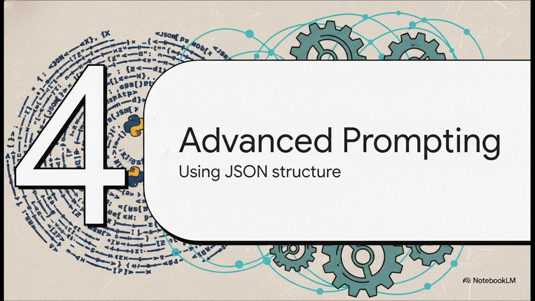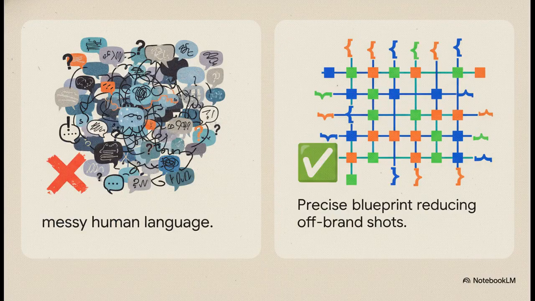So how do we feed all the specific data into the machine? We pivot to the absolute most advanced technique for character creation, using code-like structures to guide the AI. See, human language is inherently messy. When you use plain text prompts, the AI often gets confused by all those adjectives, which leads to ambiguous, random, off-brand shots. But JSON, which stands for JavaScript Object Notation, is entirely different.